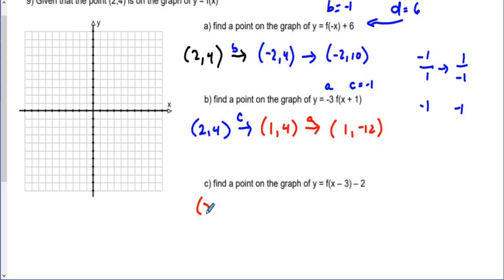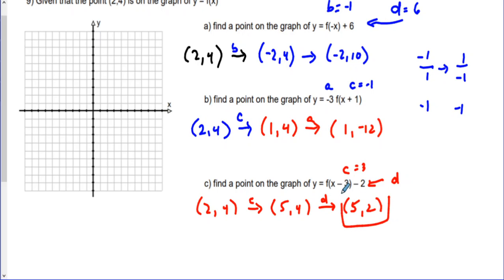Okay, last one, we made it. Okay, 2 comma 4. We're going to do a c transformation of 3 and a d transformation of -2. C is going to be added to my x coordinate, so that's going to be 5. Okay, and D is going to be added to my y value, and that's going to make that a +2. So 5 comma 2, and that is all of transformation.